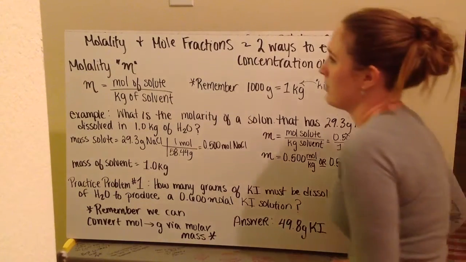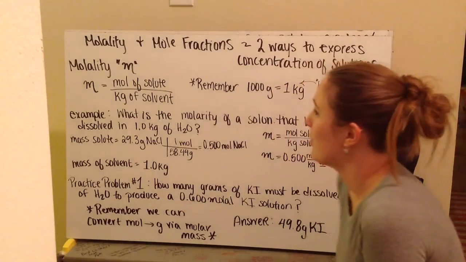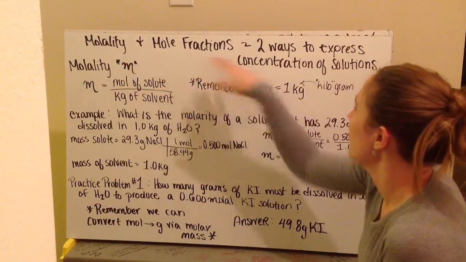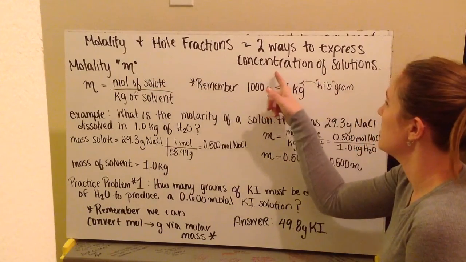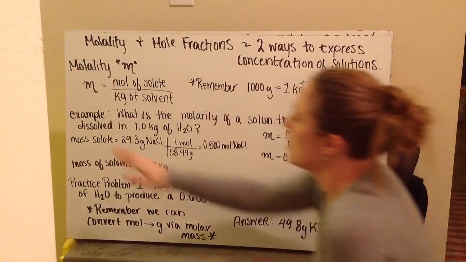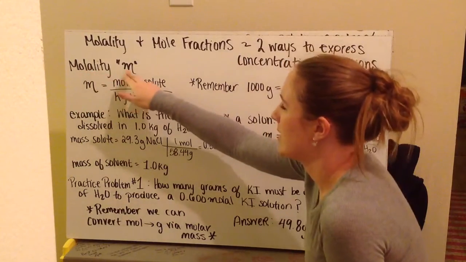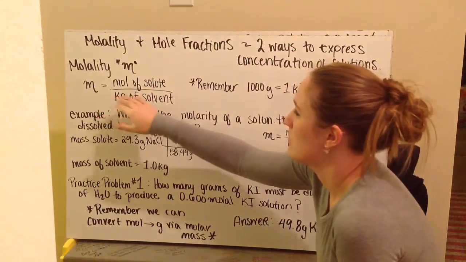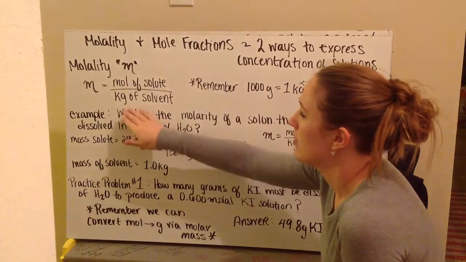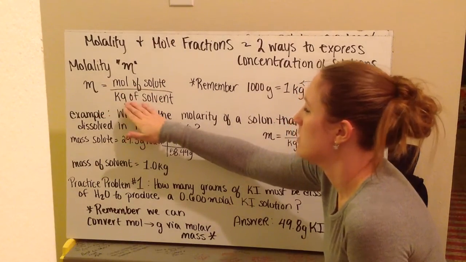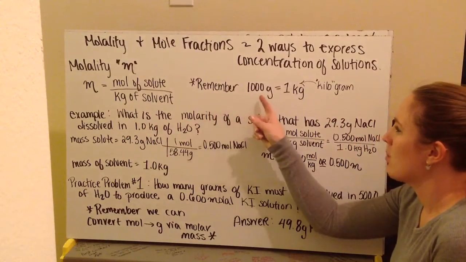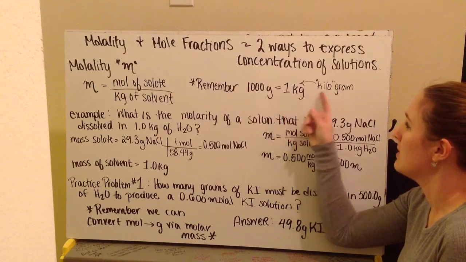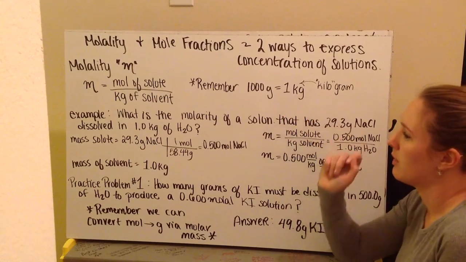This video is about molality and mole fractions. Molality and mole fractions are two ways to express concentrations of solution. We have molality, which is abbreviated as a lowercase italicized m. This is going to be your moles of solute per kilogram of solvent. One thing to remember is that 1,000 grams is equal to 1 kilogram, that K being kilo, so a kilogram.